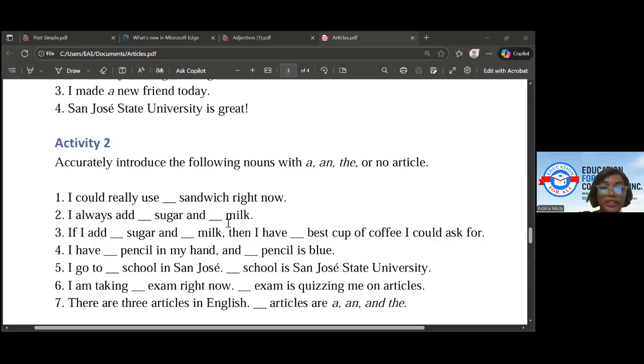And right now we have activity 2, and I would like you to read and fill in the answers. Activity 2: accurately introduce the following nouns with a, an, the, or no article. I'm just going to give you exactly 10 minutes to do this, and then I'm going to stop. So you have about 1 minute and a few seconds for each question. These are the articles. These are the questions. Is that okay?